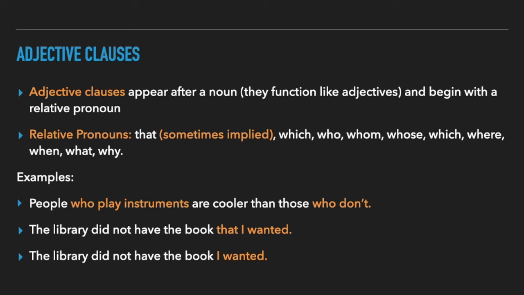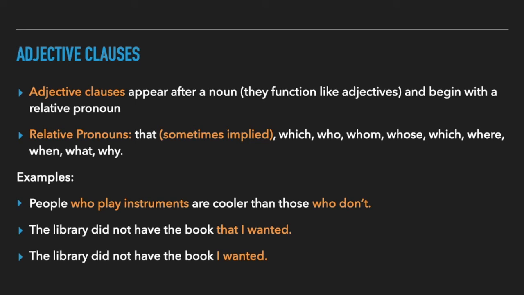Now let's take a second to look at adjective clauses. Adjective clauses appear after a noun, and like their names imply, they function pretty much like adjectives. So they describe a noun, and they always begin with specific words called relative pronouns. There aren't as many relative pronouns, fortunately, to remember. So the important ones here are that, which is sometimes implied. In fact, it's the only one, that is the only pronoun that is sometimes implied, meaning you don't have to always put it in the sentence.